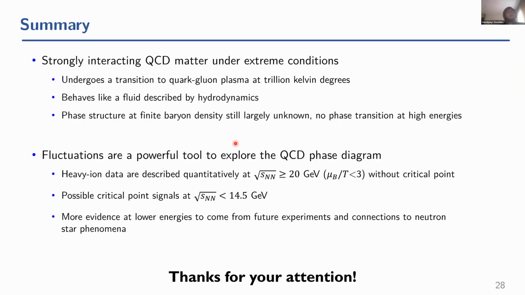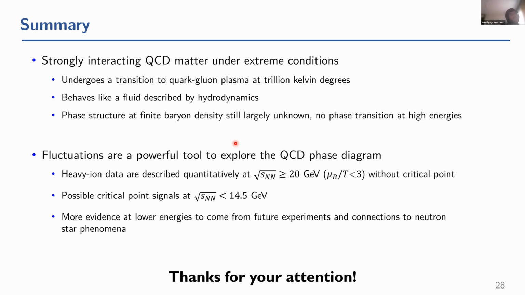But with this, I come to my summary. So strongly interacting QCD matter under extreme conditions undergoes a crossover transition to quark-gluon plasma at trillion Kelvin degrees at small baryon chemical potentials. And it behaves like a fluid described by hydro. This is something we already know pretty well, but the phase structure of QCD matter at finite baryon density is still largely unknown. We only know that there is no real phase transition at high energies.